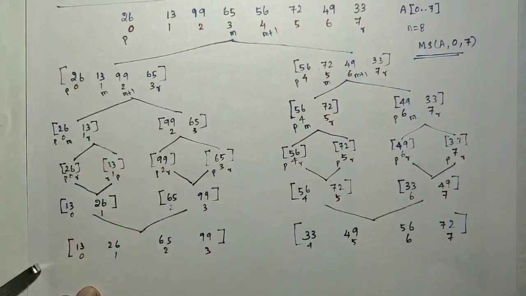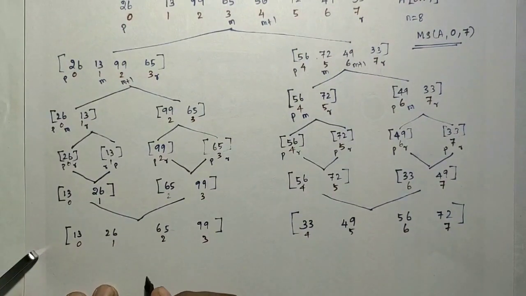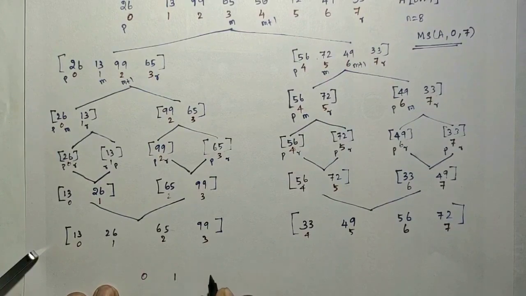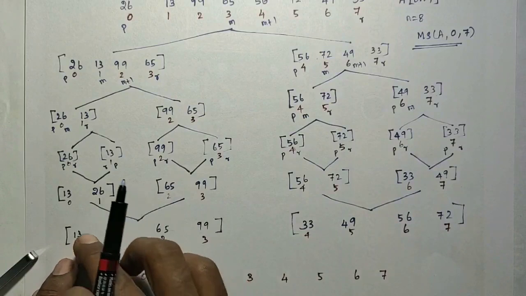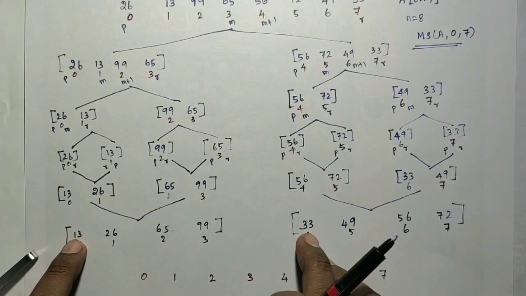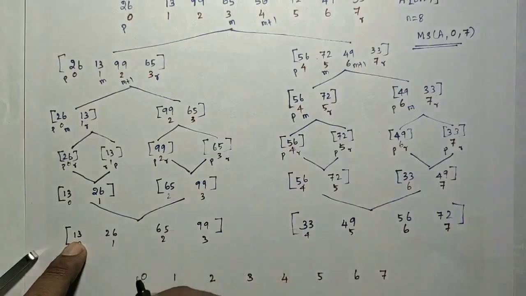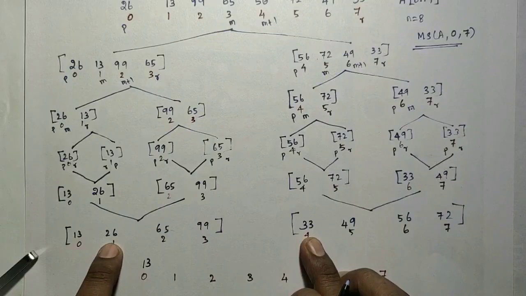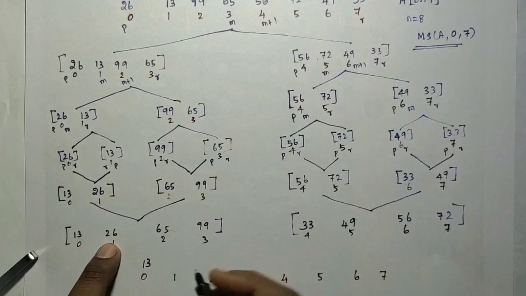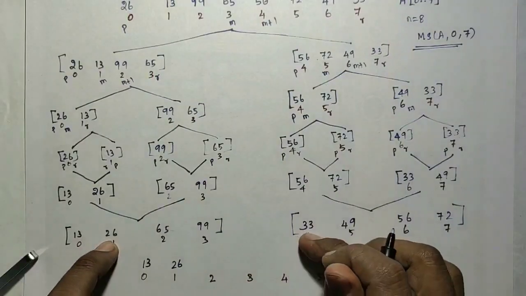Index 0, 1, 2, 3, 4, 5, 6 and 7. Just reminding you of the merge algorithm, what is happening. It will start comparing the elements one by one from the first half and second half. 13 and 33. Which one is the minimum? 13. Put it here. Then increment this alone. So 26, 33. 26 is the minimum. Put it here, 26, and then increment this alone.